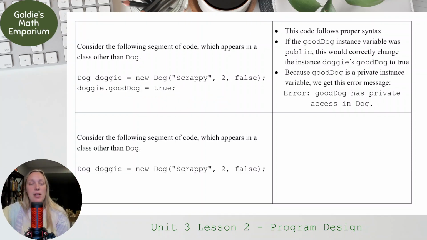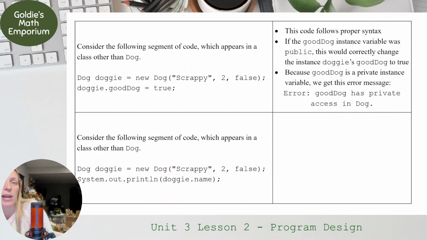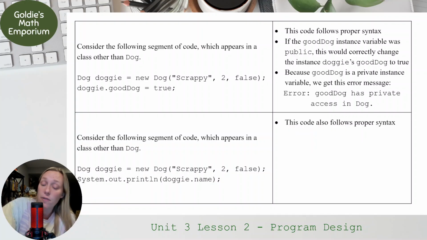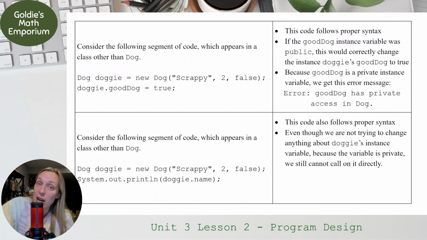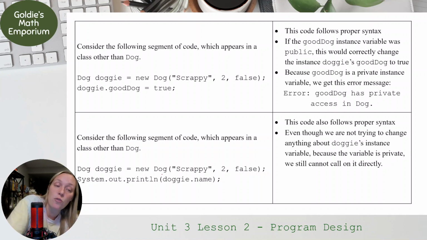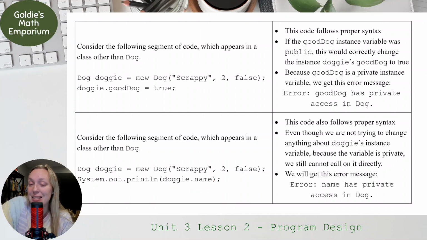Don't do it. Here's another example. Let's say again we make our dog Scrappy, and we want to print his name. We don't even want to change anything, we just want to access it and print off what it is. Again, this code does follow proper syntax. Even though you're not trying to change anything about doggy, because the variable is private, you still cannot call on it directly. So valid syntax, doggy.name, would actually just get doggy's name and print it off if name was public, but name is not. Name has private access in Dog, so that means an outside class cannot call on it and access it.